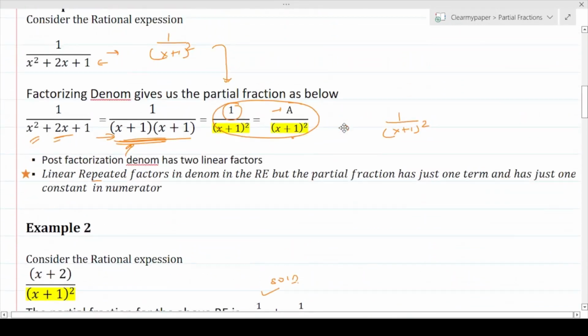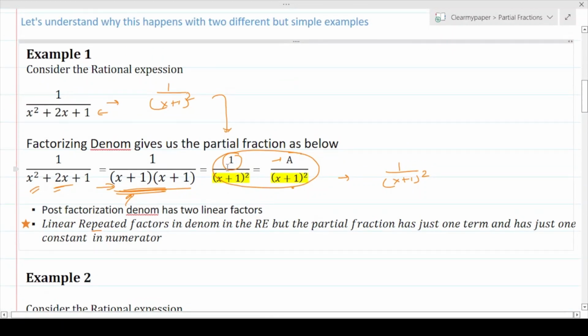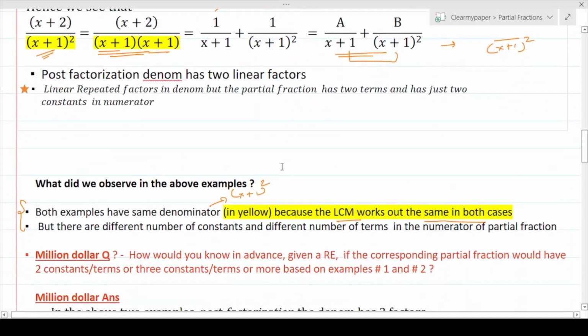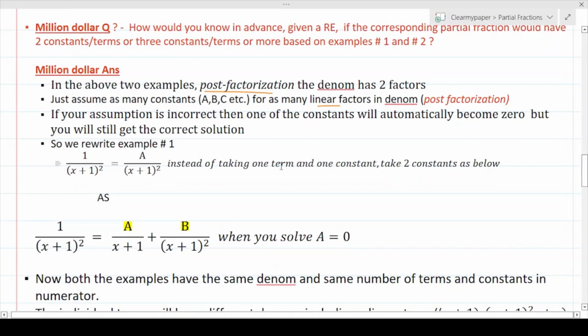So what will happen, this example 1, which we know that it has got only 1 term and 1 constant, but we will not substitute it this way. Instead, this is what we will do. If you see what I've done here, if this was the given expression, we are initially assuming this 1 constant, but this is not what we will do. Instead of taking 1 term and 1 constant, this whole thing is a term, and taking 1 constant, we'll take 2 constants as below. If you see here, we'll take this and we will just put 2 constants.